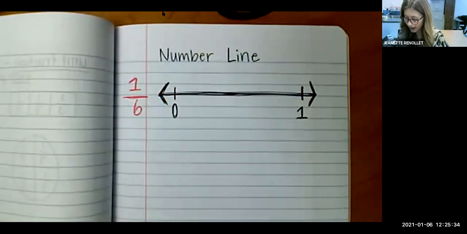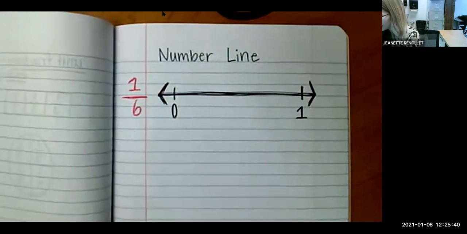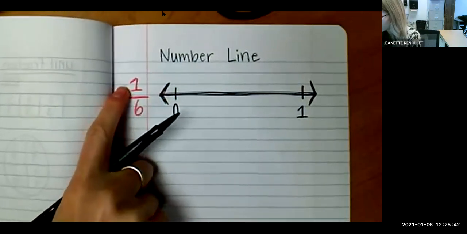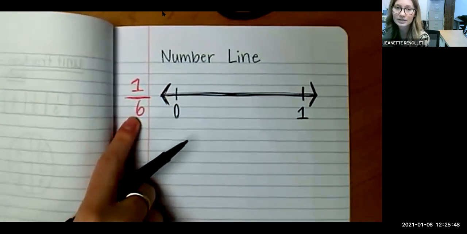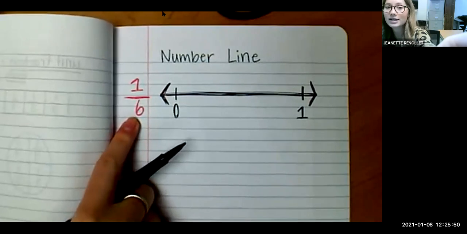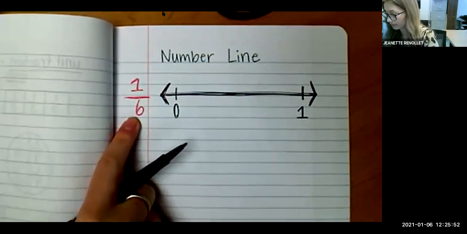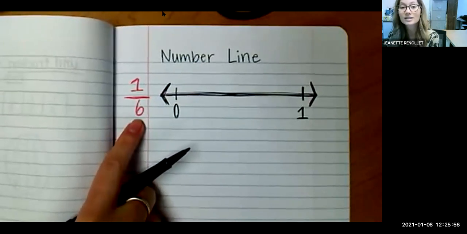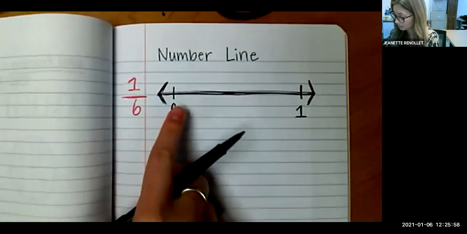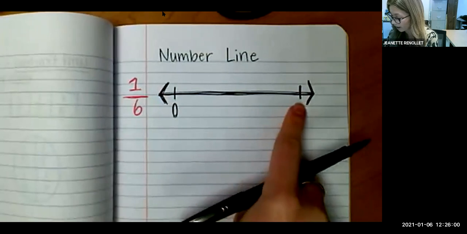I would like us to model 1/6 on the number line. So I know this is a unit fraction because the numerator is 1. The denominator tells me how many parts I need in my model. I see the denominator is 6, so I need 6 equal parts between my 0 and 1.